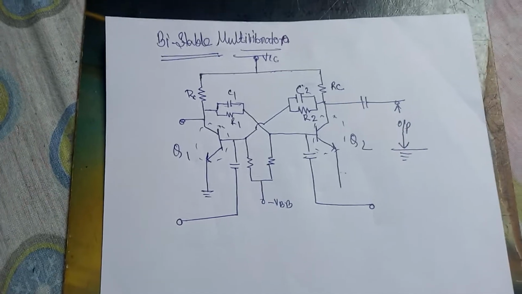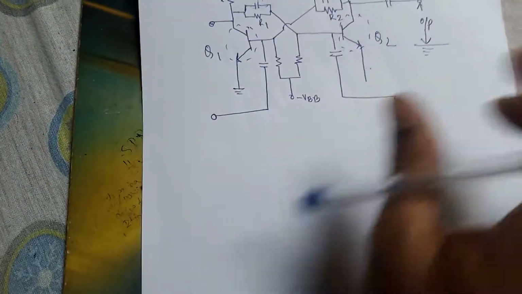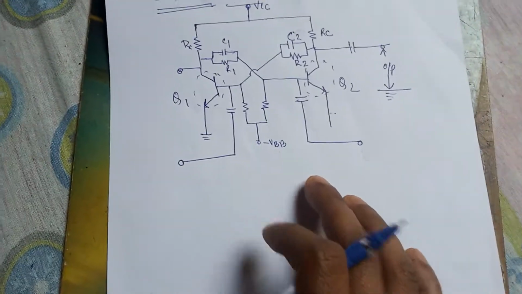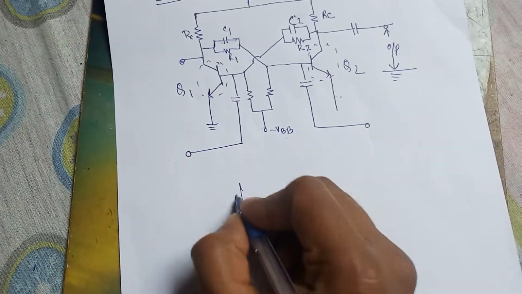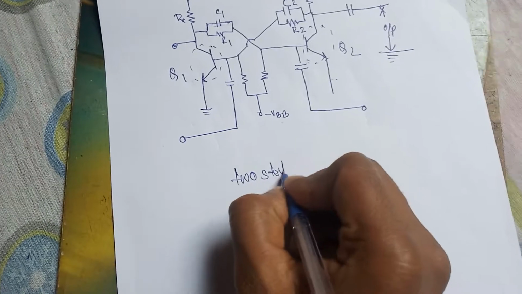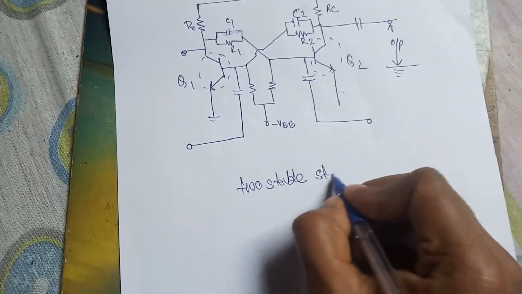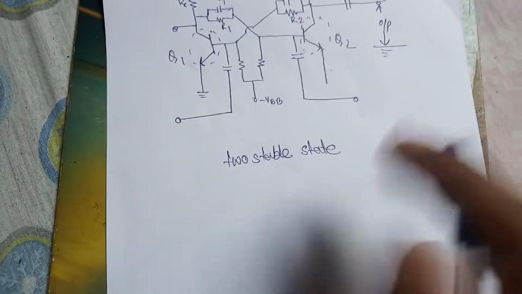So now we learn about the bistable multivibrator. Why is it known as a bistable multivibrator? Because it has two stable states. That means both states are stable.